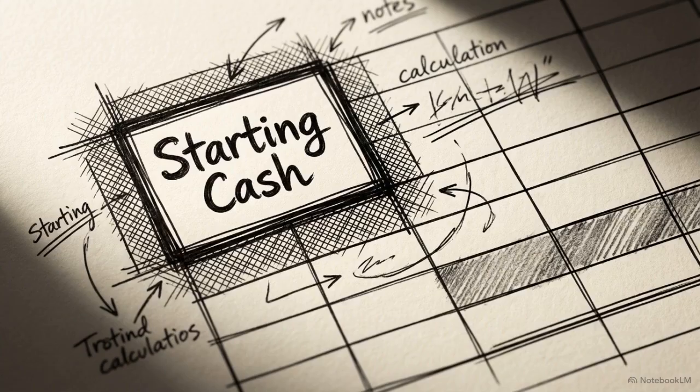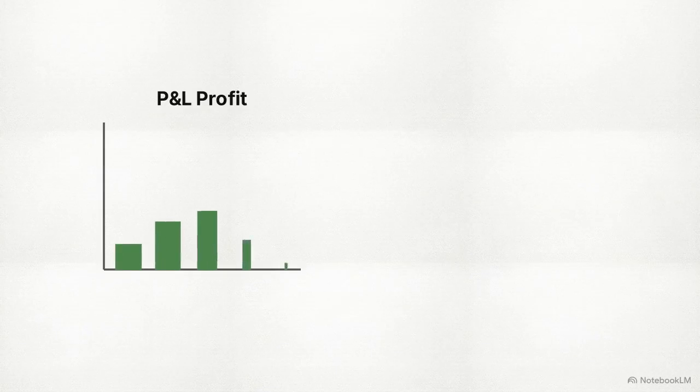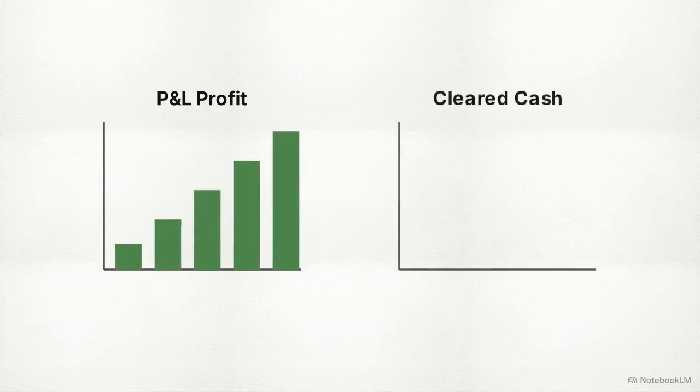Step 1 starts at the very top of your spreadsheet. Label your first row, opening balance. Left, a P&L statement shows steady profit growth. Right, cleared cash drops towards zero.